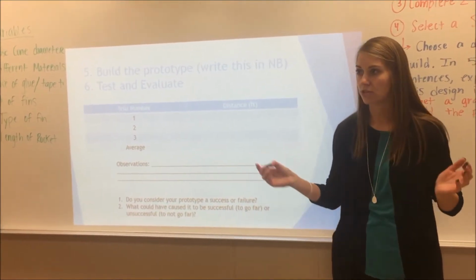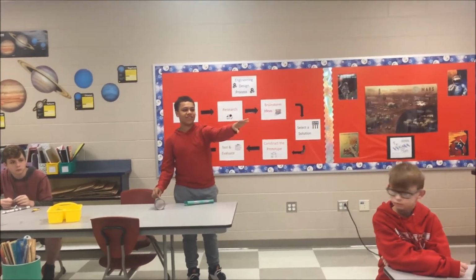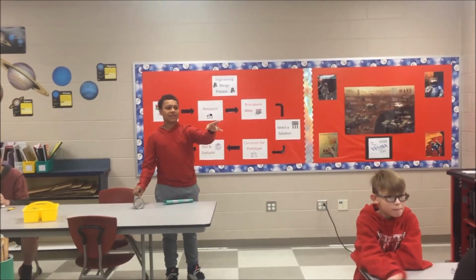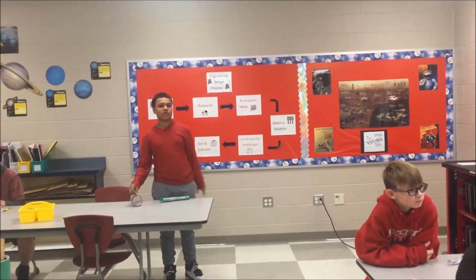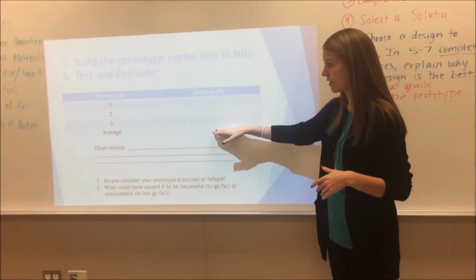How do we find the average? Omar. I think you add all the distances and then you divide it by 3. Why would you divide by 3? Because that's how many trials you have. Exactly. So there are 3 trials, so you divide it by that many, and you get the average.